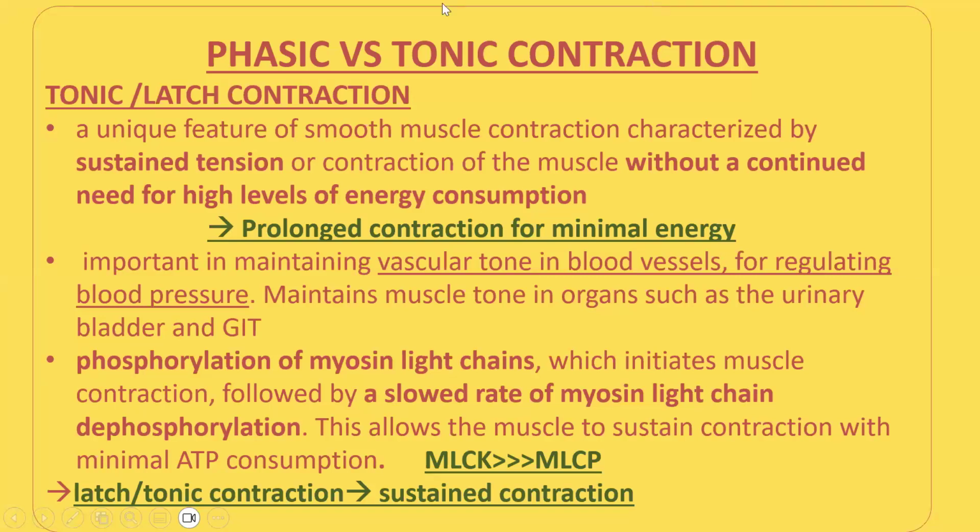Okay. The other type of contraction of a smooth muscle, these are basically properties of a smooth muscle, is a tonic contraction. Tonic contraction is when the tension is sustained for a long period of time without you using ATP, without you using energy. So the muscle is contracting for a long time with a minimal amount of energy. And why is that important? In regulation of blood vessels, for example, in blood pressure, by regulating the muscular tone.